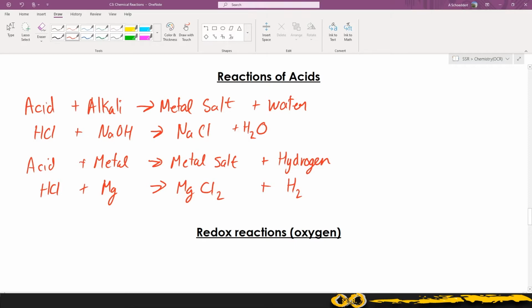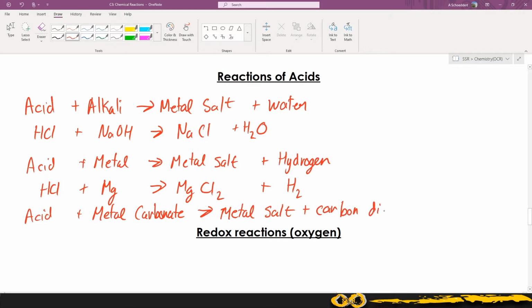And the final type of reaction is an acid with a metal carbonate, and that reaction will make a metal salt, carbon dioxide, and water. You need to be able to recognize the reactants in each of these cases and to be able to decide from those reactants what the products are going to be.